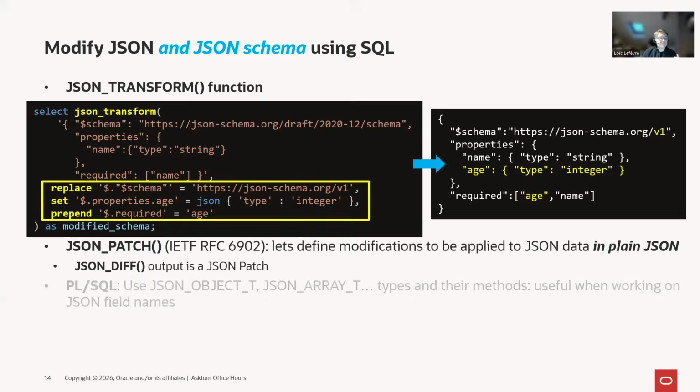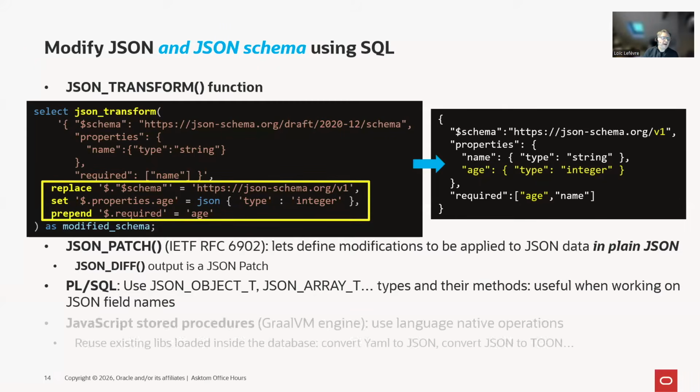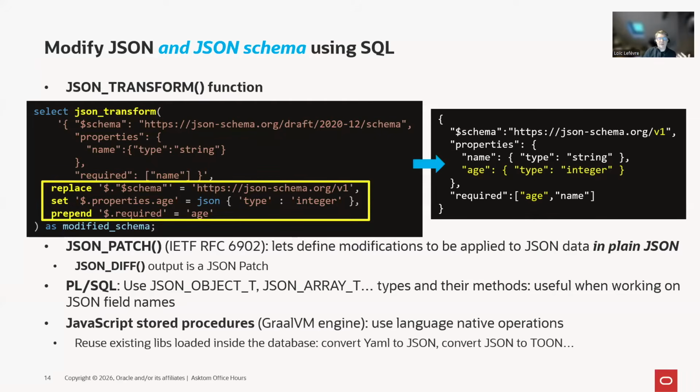Other things that you can do, you can use PL/SQL. You have a bunch of objects, types and methods that you can use if you want to work with a JSON field, working on the key names aspect. And last but not least, you can benefit from the latest JavaScript engine. You can create your stored procedure with the JavaScript language now. And you can load your libraries and basically do whatever you want, like convert YAML to JSON or convert JSON to TOON. So the possibilities are, I would say, unlimited.